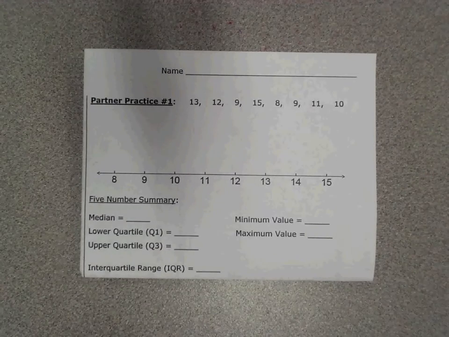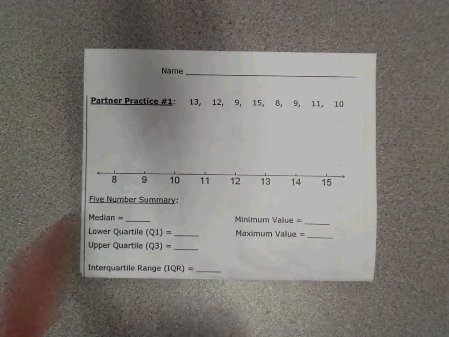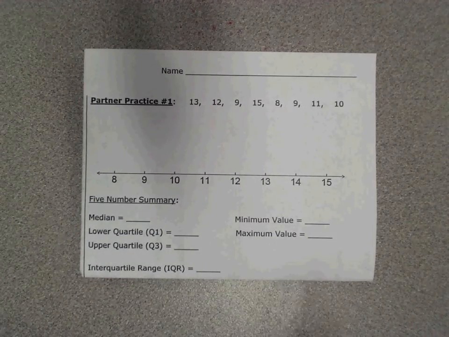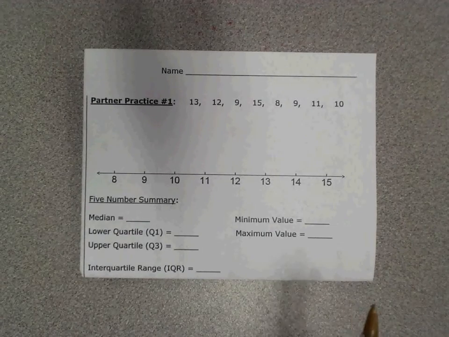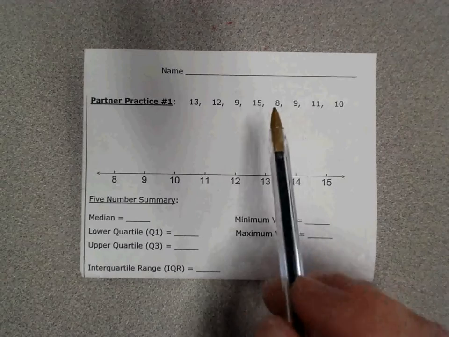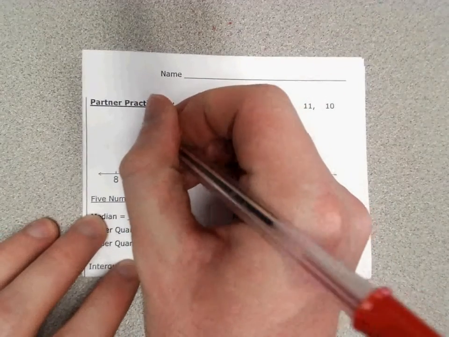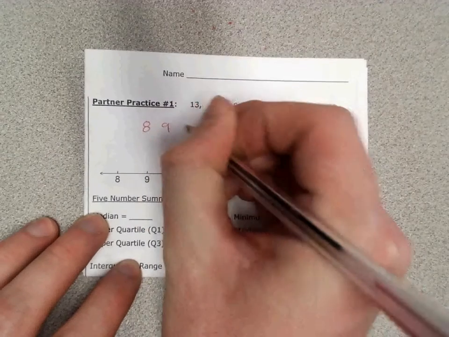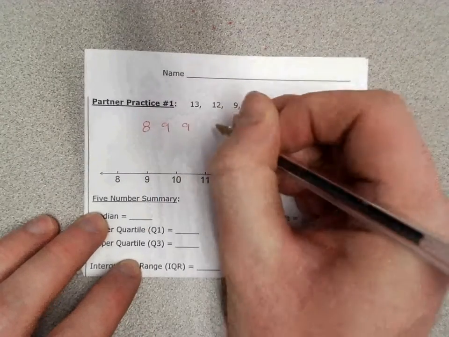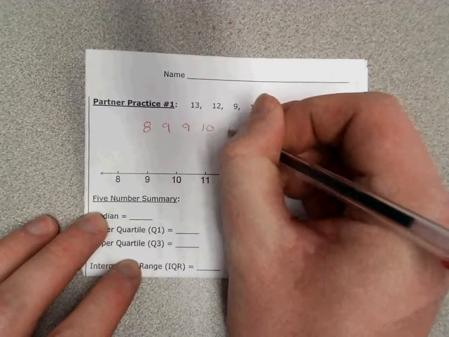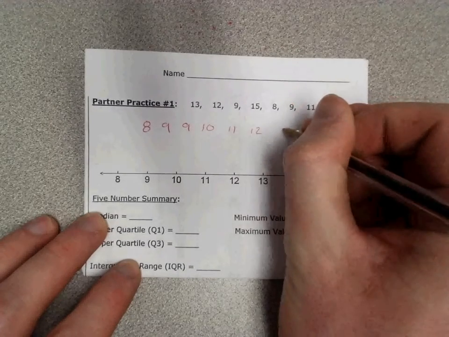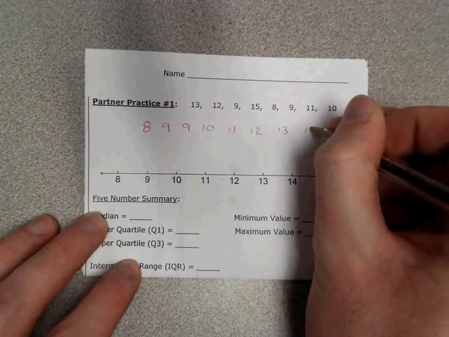Hi there, let's take a look at using a set of data to create a box plot. When creating a box plot, we are going to want to find the 5-number summary. In order to do that, we're going to take our data and put it in order from least to greatest. So with this data, we have 8, 9, 9, 10, 11, 12, 13, and then 15.